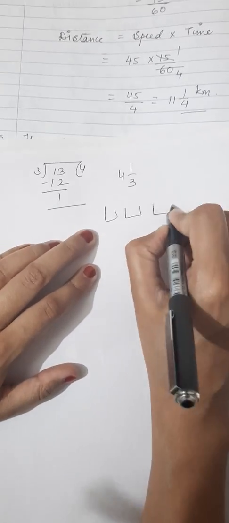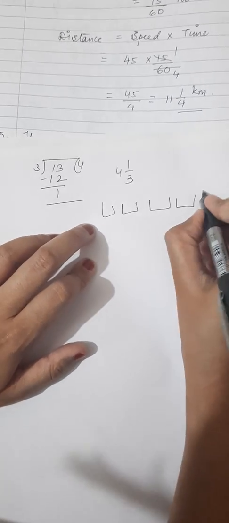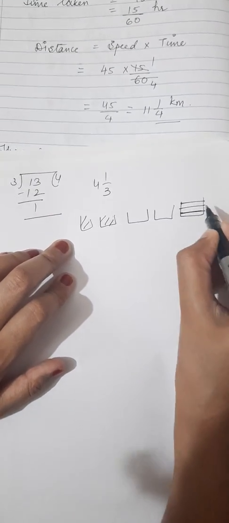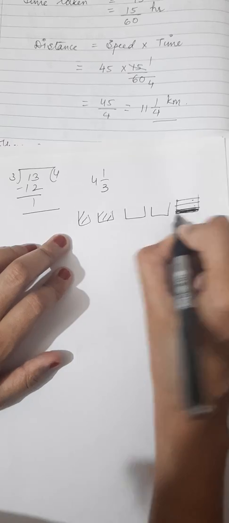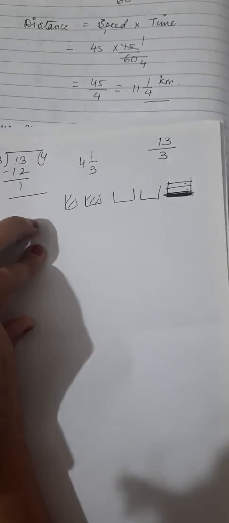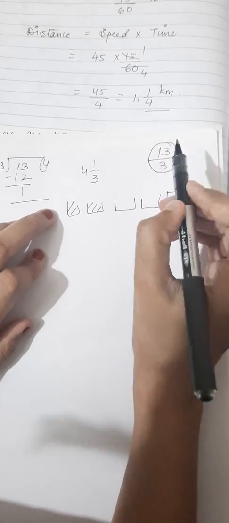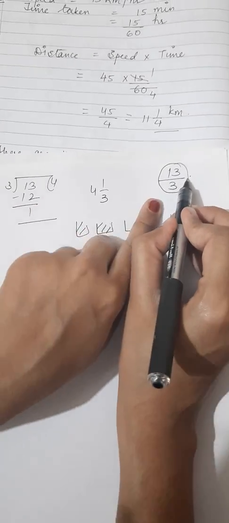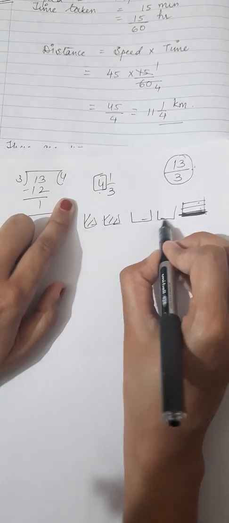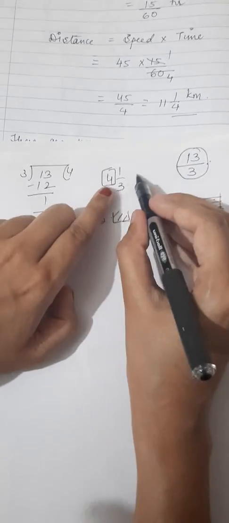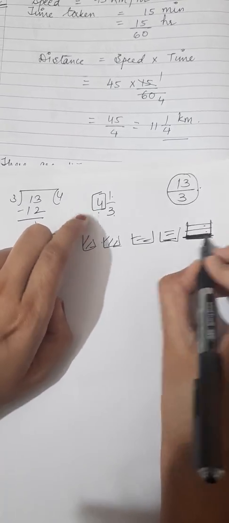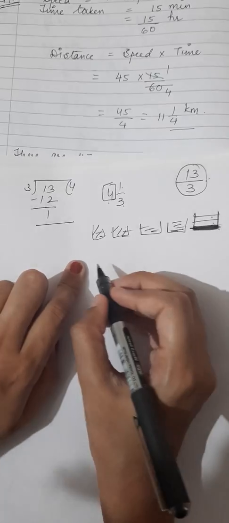4 are these, and 1/3 means this one is completely filled, and this is 1/3 filled. If this is 1/3, 1 2 3, this much is filled. Okay, this is the meaning of 13/3 cups of milk. When I changed this into a mixed fraction, I got to know that this 4 means 4 complete cups, and 1/3 means this much. If I divide this into 3 parts, this much of the cup is filled with the milk.